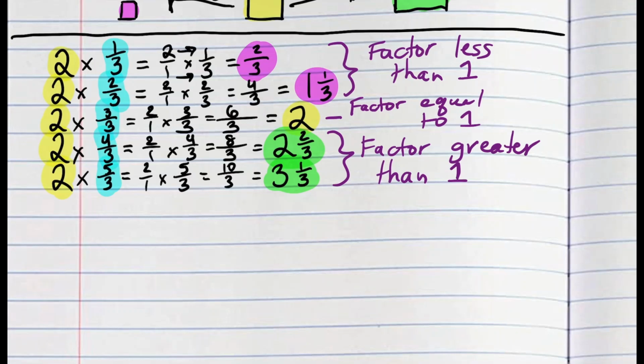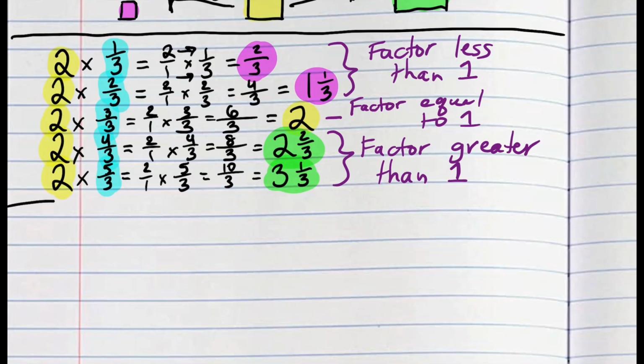The big idea here is if I look at the first problem, 1/3 is less than 1, and when I multiplied by it, I ended up with a result that got smaller than the original number of 2. In the middle one, I multiplied by a factor that's equal to 1, and the end result stayed the same. And in the last 2, I multiplied by factors that are greater than 1, and I ended up with results that were greater than my starting amount of 2.